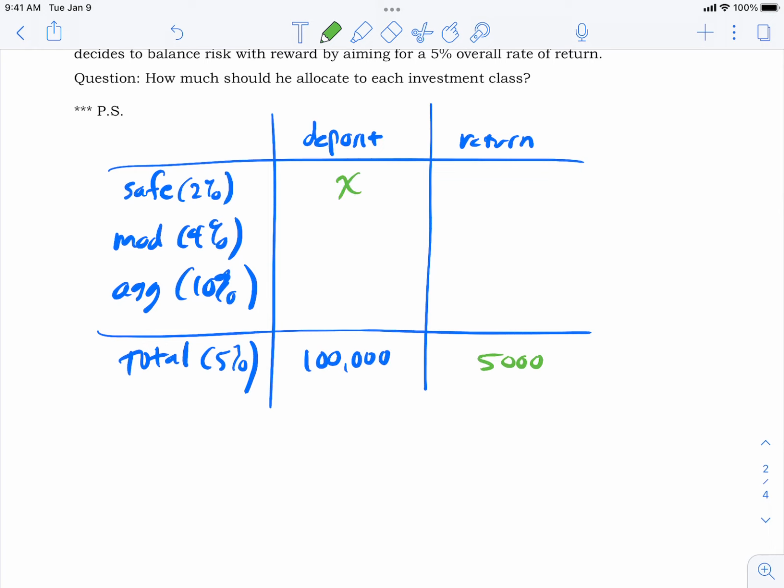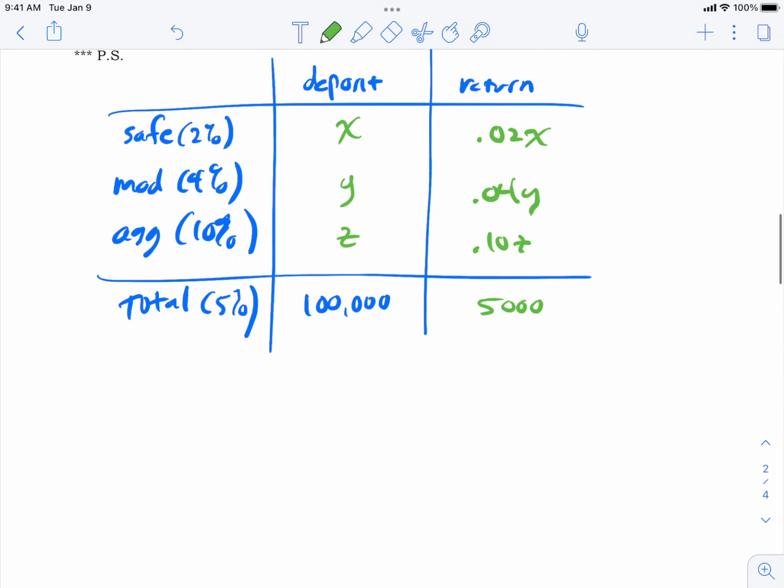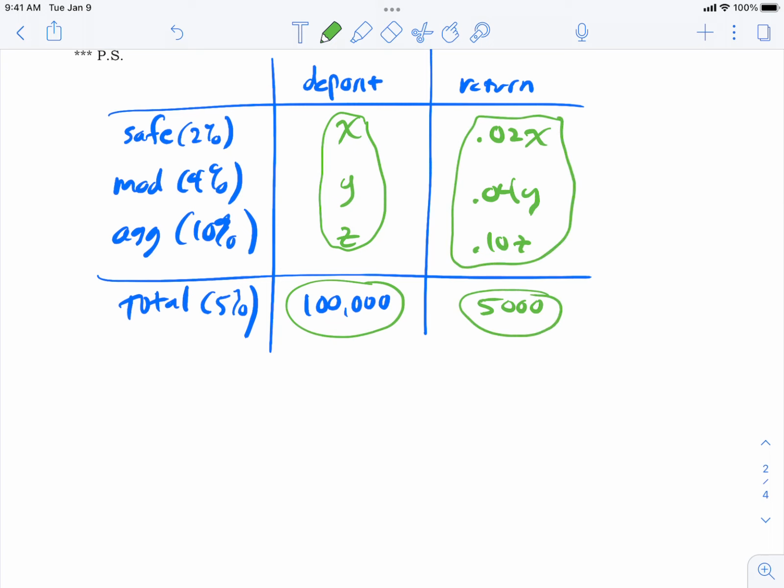Well, there's 3 things we're solving for. Might as well use XYZ, right? You assume he's depositing different amounts in these 3 accounts, so you have to use 3 different letters. So you use an X, Y, and a Z. And then you can go across like this. The return is going to be 2% of this, so the return from that account is 0.02x. The return from this account is 0.04y, and the return from this account is 0.10z. As you can see, we've already got our table filled in, and as a bonus, we've got 3 equations we can write already, because all of these deposit amounts have to add up to $100,000, and all of these returns have to add up to $5,000.